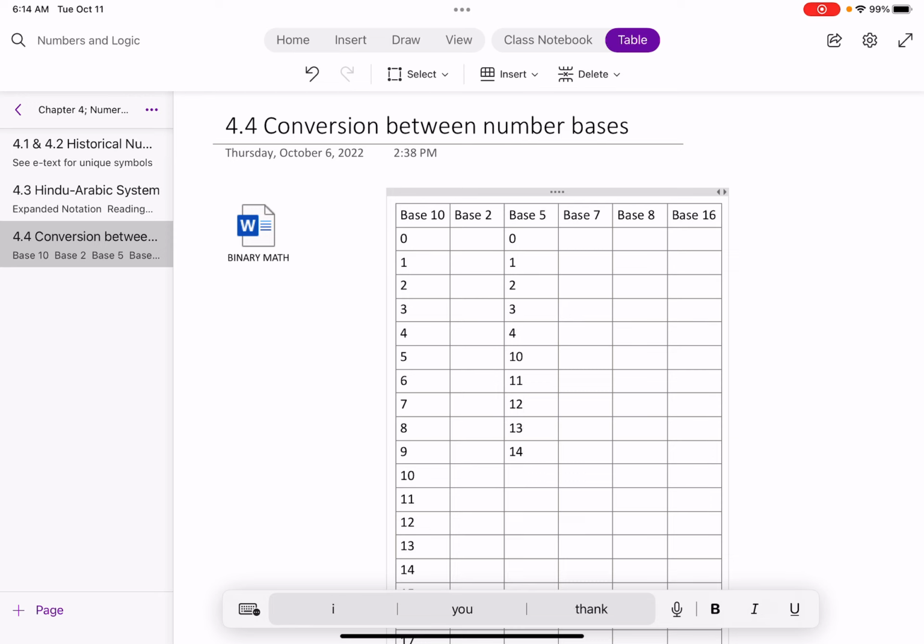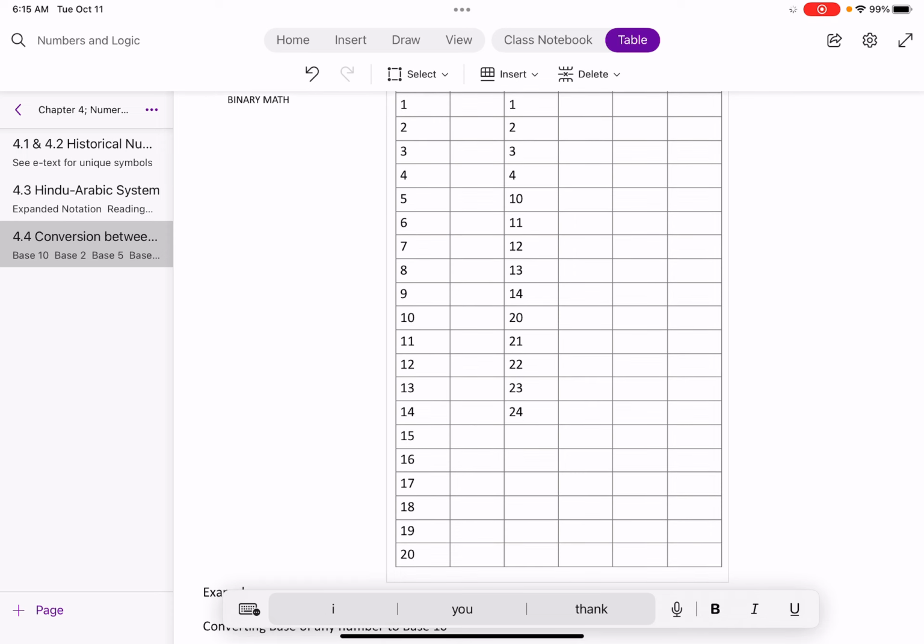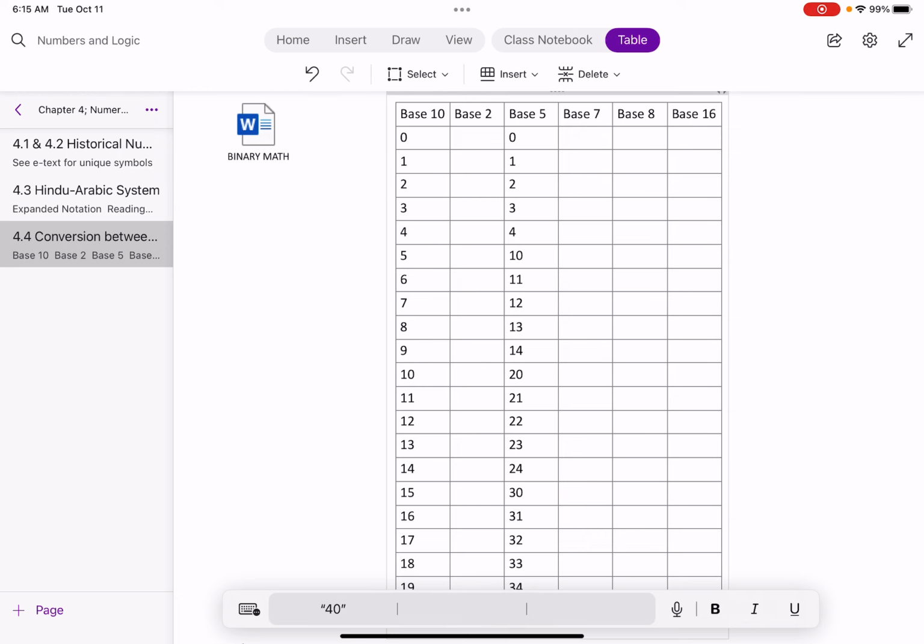Again, if I count my fingers, 10, 11, 12, 13, 14, I have to start over. So 2, 0, 2, 1, 2, 2, 2, 3, 2, 4. Again, I'm done with all my numbers. Then I go to 3, 0, 3, 1, 3, 2, 3, 3, 3, 4. And I start over, 4, 0. So instead of going all the way out to 10, I am going out to 5, and I restart. If you look at it, I start over at every number that is divisible by 5.